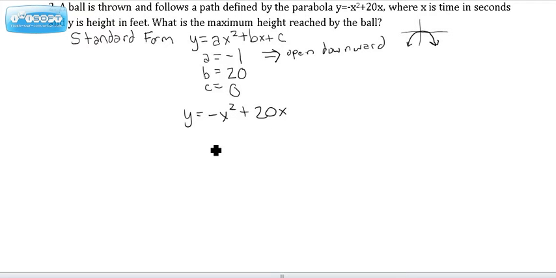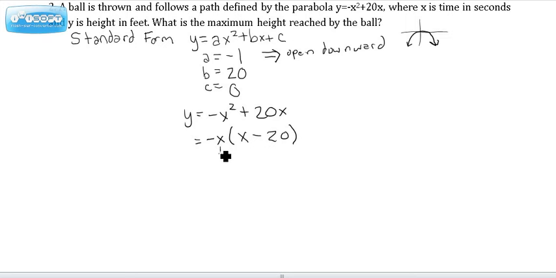What I want to do right away is factor this, just to make it look a little bit easier, and we're going to figure out some x-intercepts. Taking out a negative x from this, we're left with x minus 20. So negative x times the quantity x minus 20. This will make it easier to find the zeros so we can get a little picture of our graph.